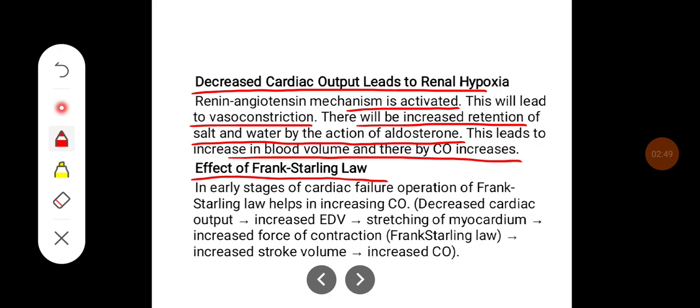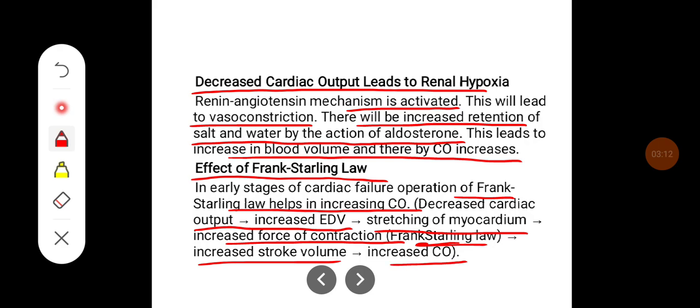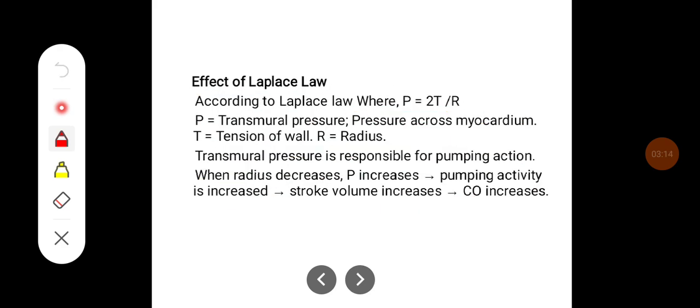Effect of Frank-Starling's law. In early stages of cardiac failure, operation of Frank-Starling law helps in increasing cardiac output. That is, with decreased cardiac output, there will be increased end diastolic volume that causes stretching of the myocardium. That increases the force of contraction according to Frank-Starling's law, which increases stroke volume and cardiac output.